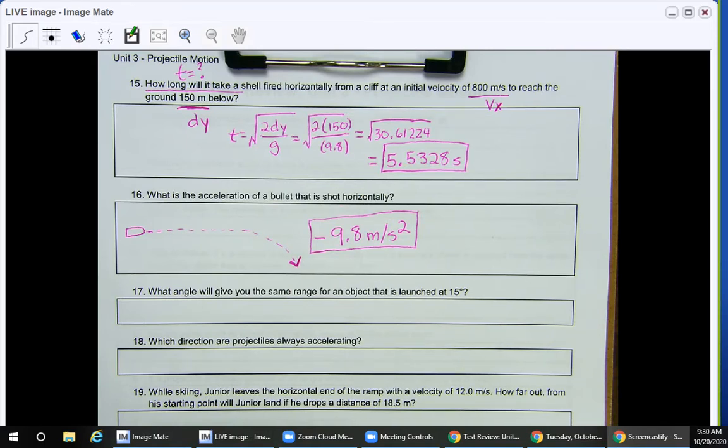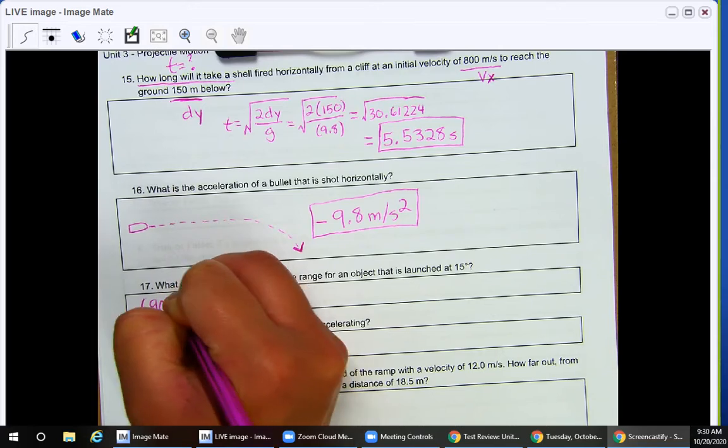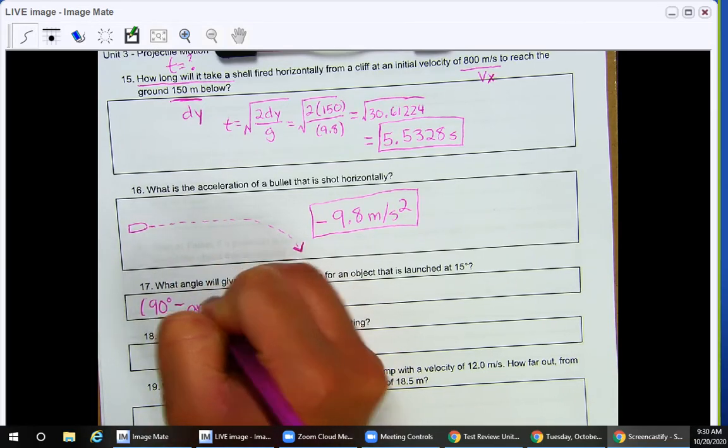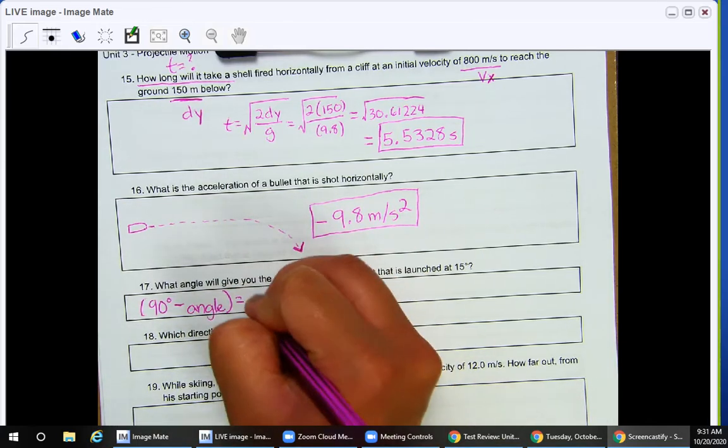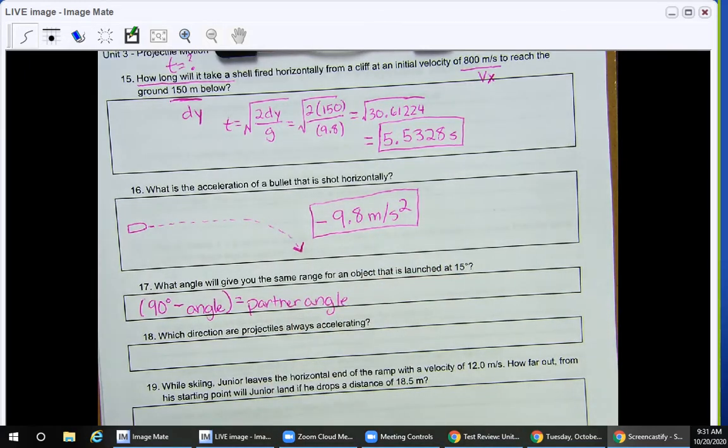Number 17, what angle will give you the same range for an object launched at 15 degrees? So I never mentioned this before, and I'm sorry. 75, good job. So I've never mentioned this before, and I'm sorry, so I'm going to tell you now. The partner angle is going to be 90 degrees minus whatever angle they give you. That's going to be your partner angle. So don't forget that on tomorrow's test. 90 degrees minus whatever degree they tell you is your partner angle.